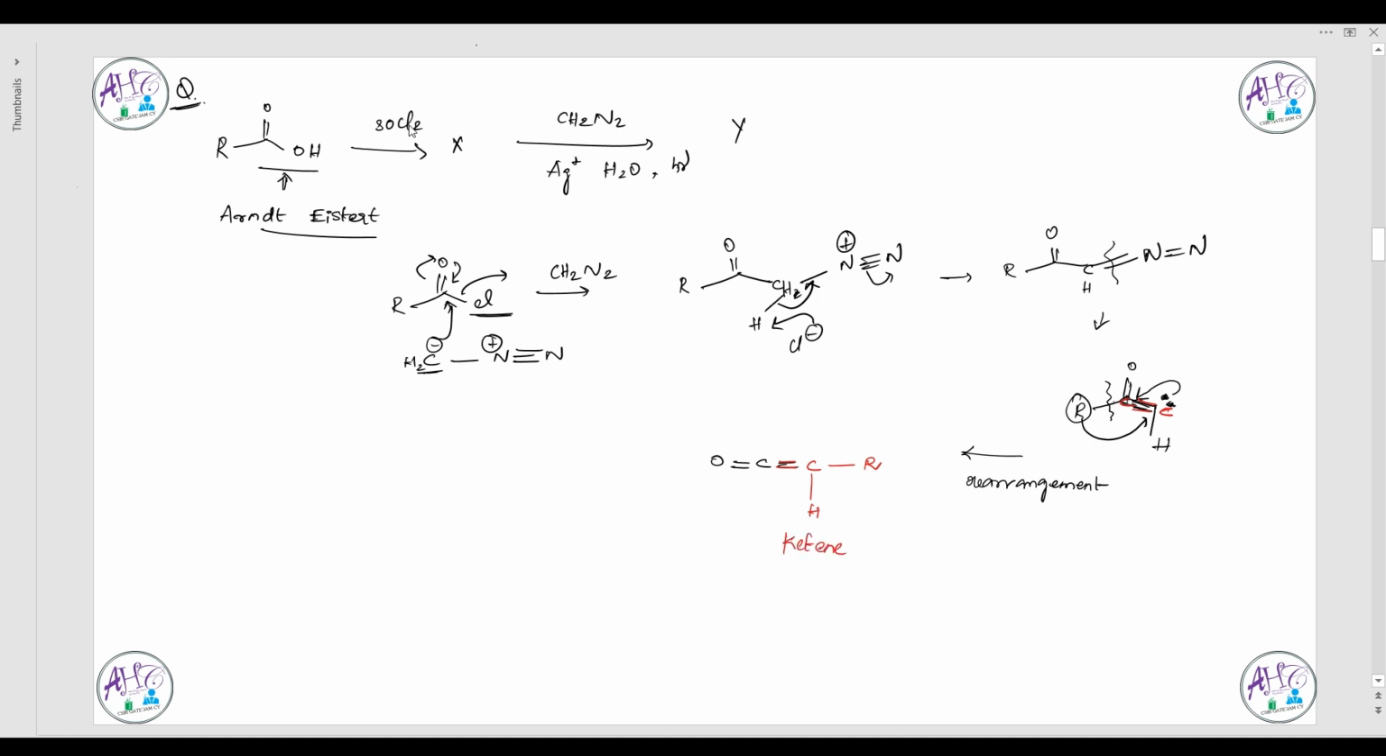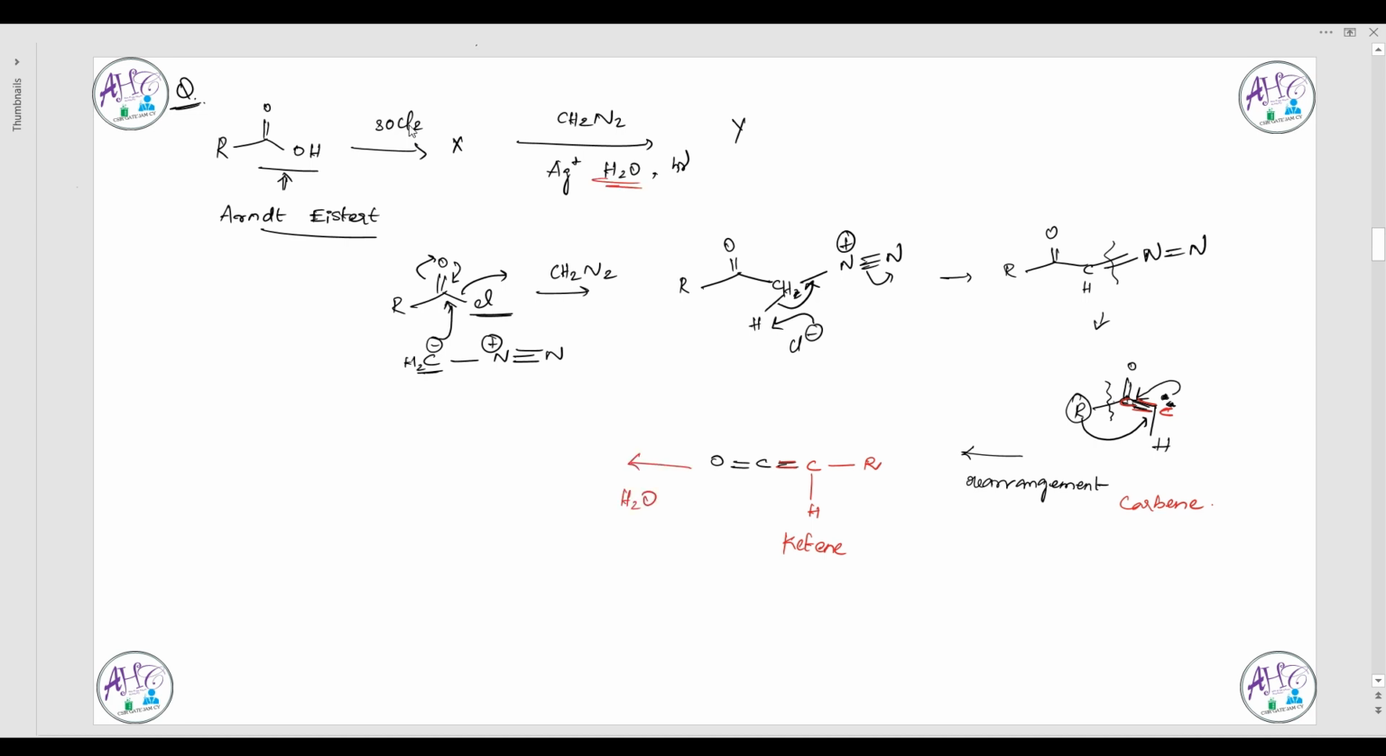Basically, your carbene on rearrangement will give your ketene. The ketene structure will result. Okay, so further, they have given water.